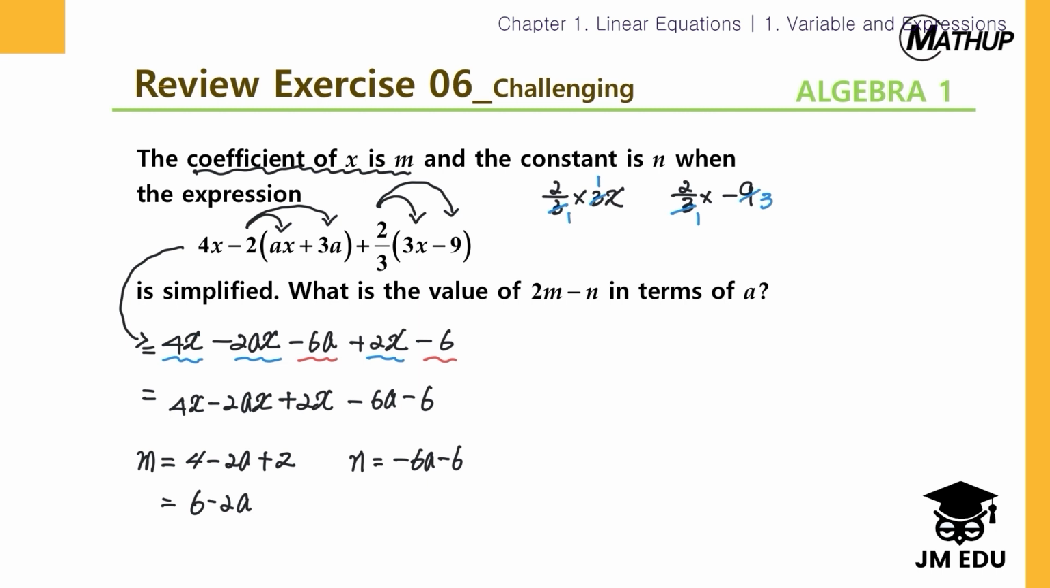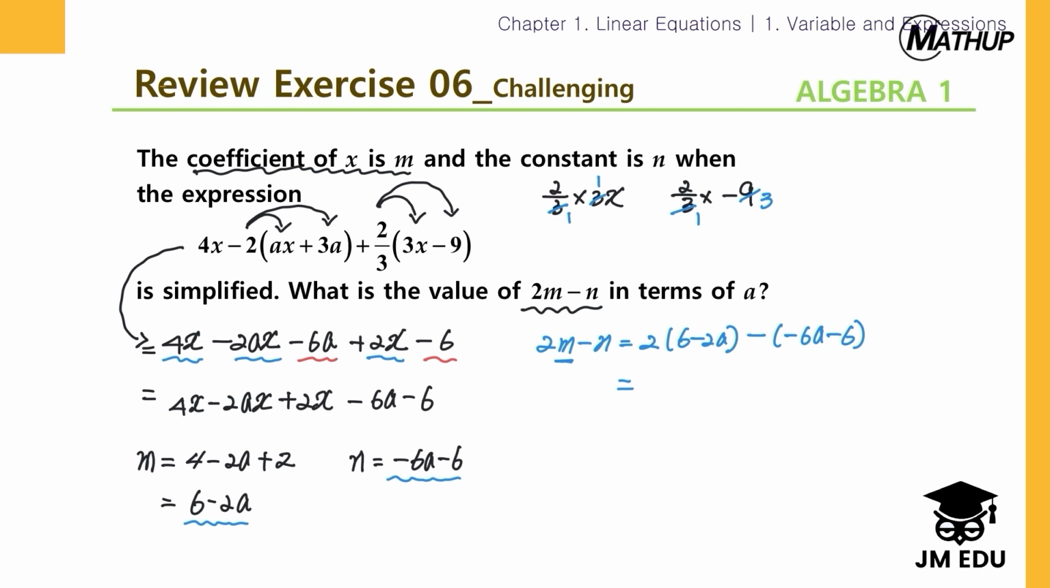So now we're going to have to find 2m minus n, right? So let me write it with blue. 2m minus n is equal to 2 times, here, m is 6 minus 2a. So write 6 minus 2a minus n. n is negative 6a minus 6. So let's simplify this.